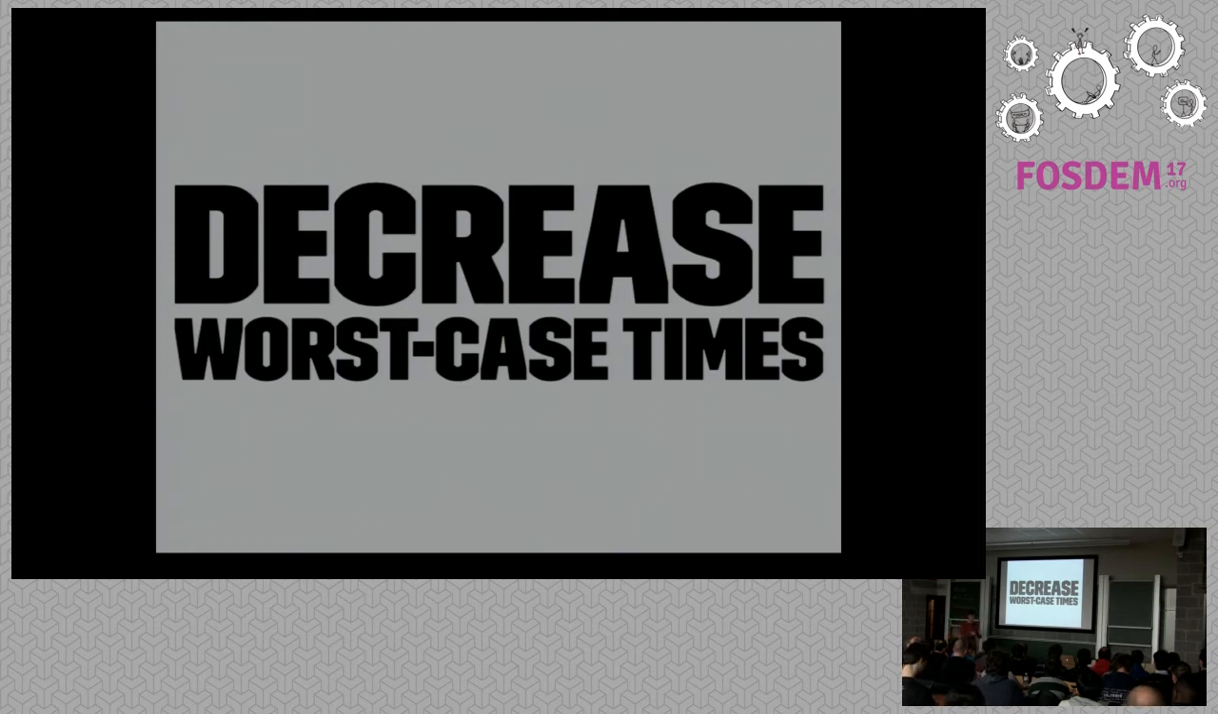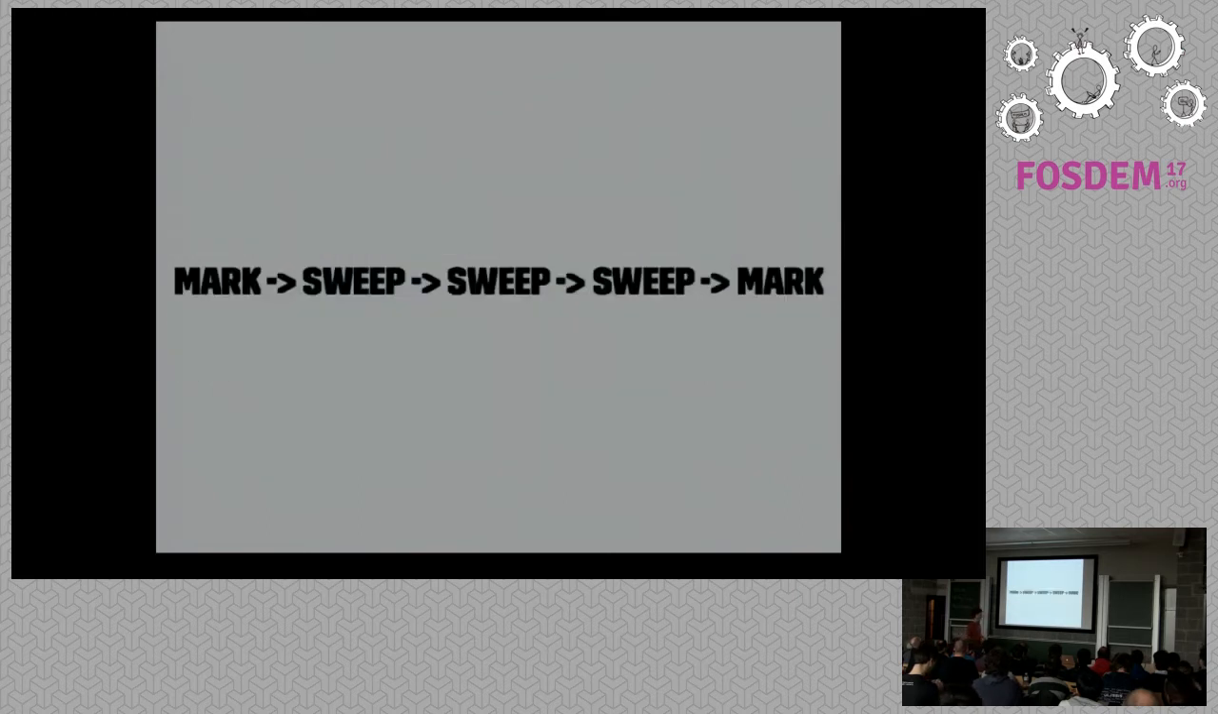Because rather than having one long mark followed by one very long sweep, you have one mark followed by several smaller sweeps. So the worst case that you could have for a GC pause time was greatly reduced. So mark, sweep, sweep, sweep, and then mark again.